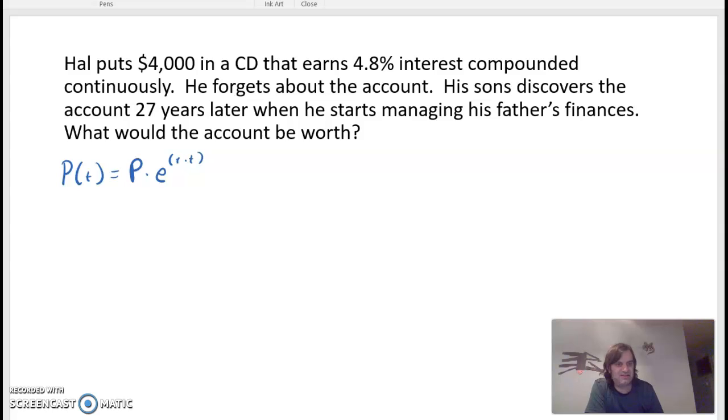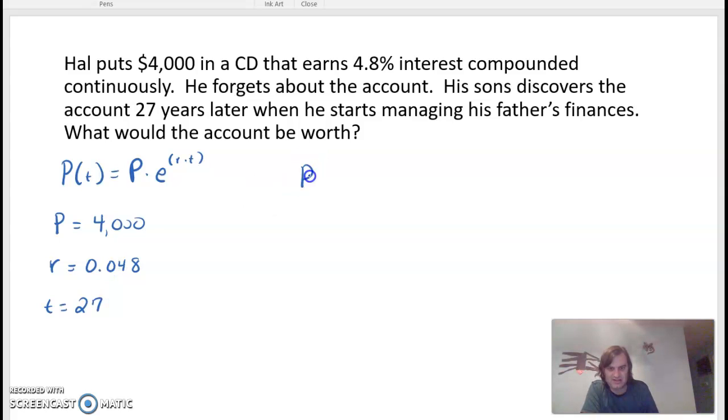So we're making a lot of assumptions here, but let's just pull out the stuff we know. P, in this case the original value, is 4,000. That's the starting amount. The R, 4.8%, so that's 0.048 when we turn it into a decimal. And the T in this case that we're plugging in is 27 years.